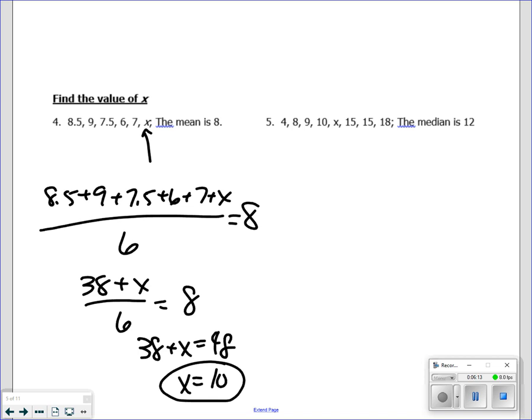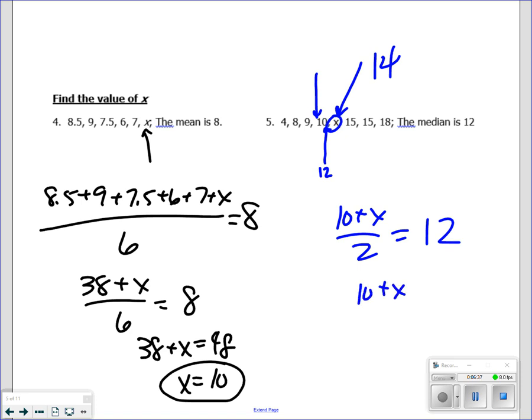So next one, I'm told that the median is 12. And so the number right in the middle is going to be 12. What would x have to be in order for that number to be 12? Well, if this one's 10, this would have to be 14 to create a median, or the number in the middle, of 12. Mathematically speaking, 10 plus x is equal to 24, multiplying both sides by 2, and x would have to be 14. So the average of the two middle numbers, meaning that number would have to be 14.